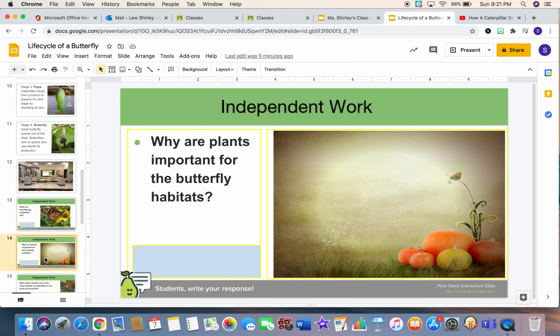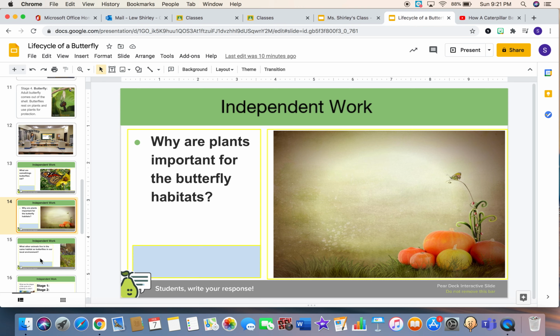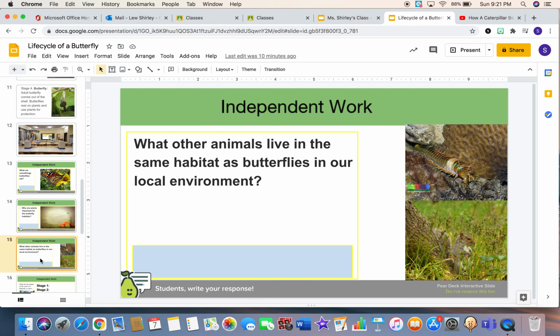Why are plants important for the butterfly habitat? Think, scientists. Write your response. What other animals live in the same habitat as butterflies in our local environment? Think, scientists. Write your response.